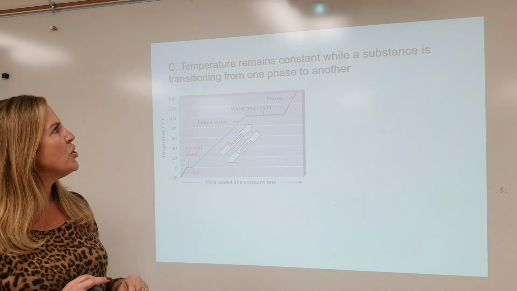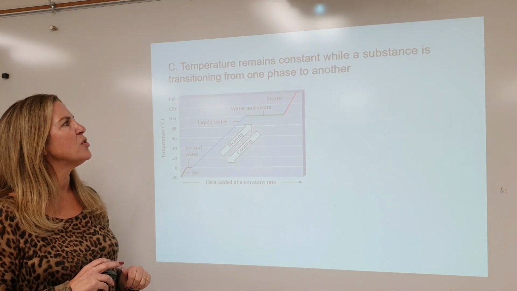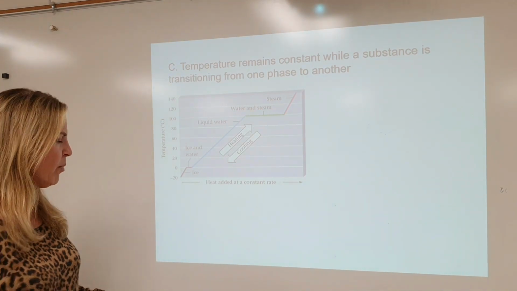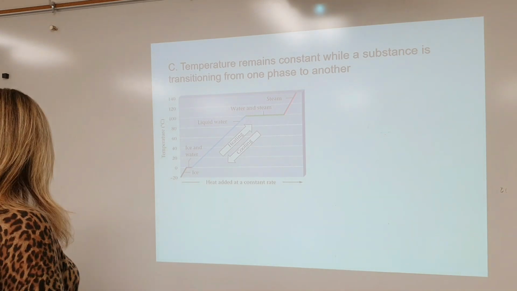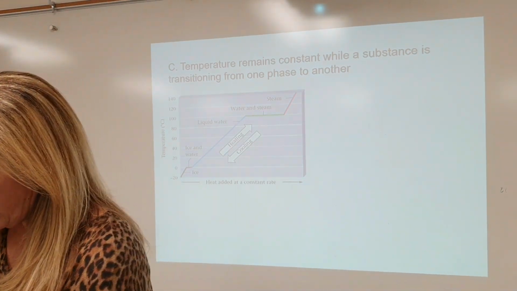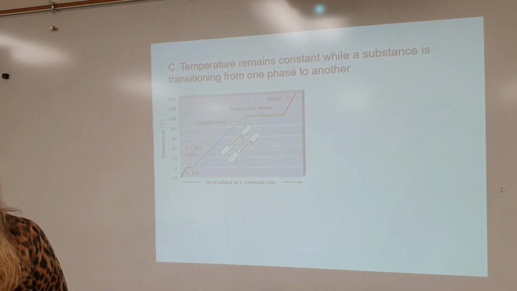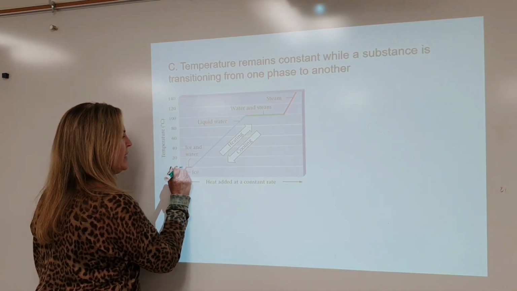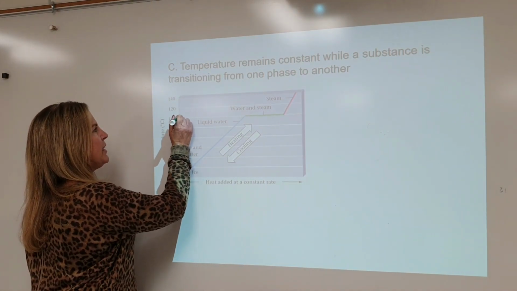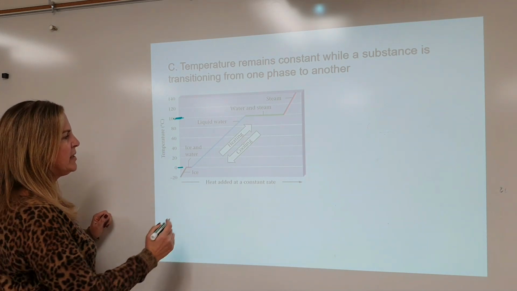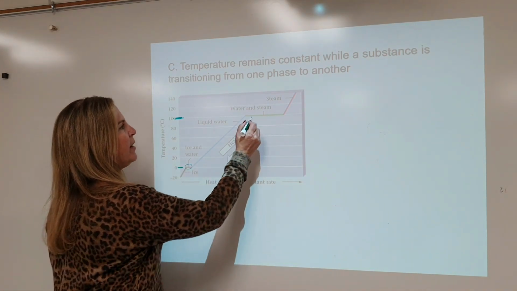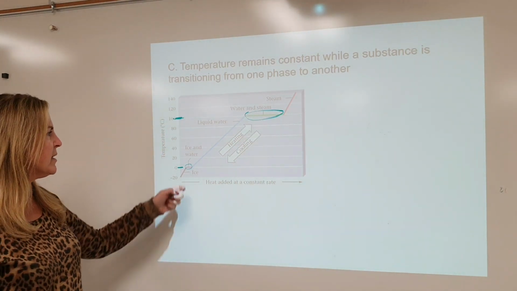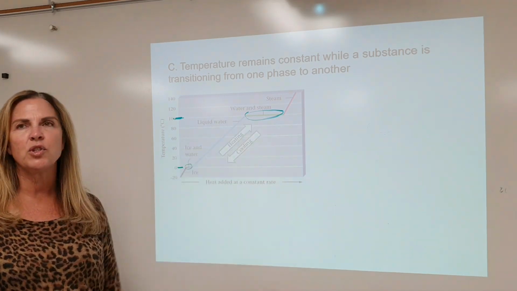All right, temperature remains constant while a substance is transitioning from one phase to another. Now, this is a diagram for water, particularly. Okay, here is 0 degrees Celsius. Here is 100 degrees Celsius. So we are looking at right there, and we are looking at right here. And notice the change of my circles. Like the circle here is much smaller than the circle here.